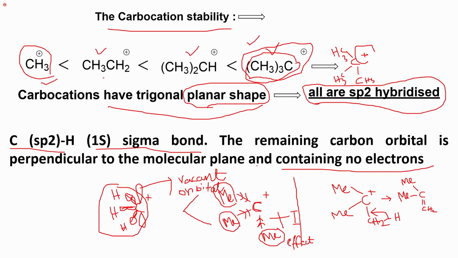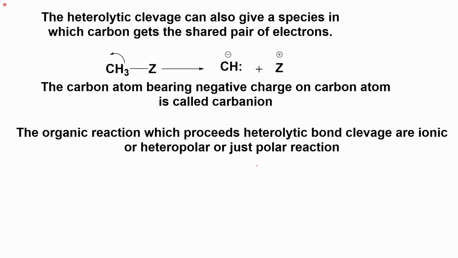Now, moving to the next thing: heterolytic cleavage can also give a species in which the carbon gets the shared pair of electrons. If Z is electropositive compared to the carbon atom, that is, carbon is more electronegative compared to Z, then the electron density will go to the carbon atom.